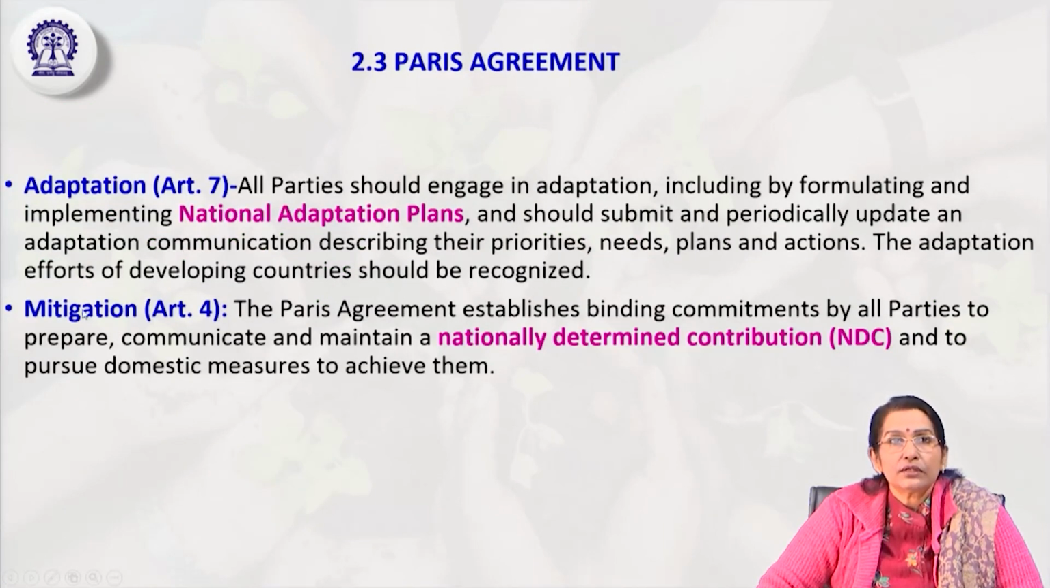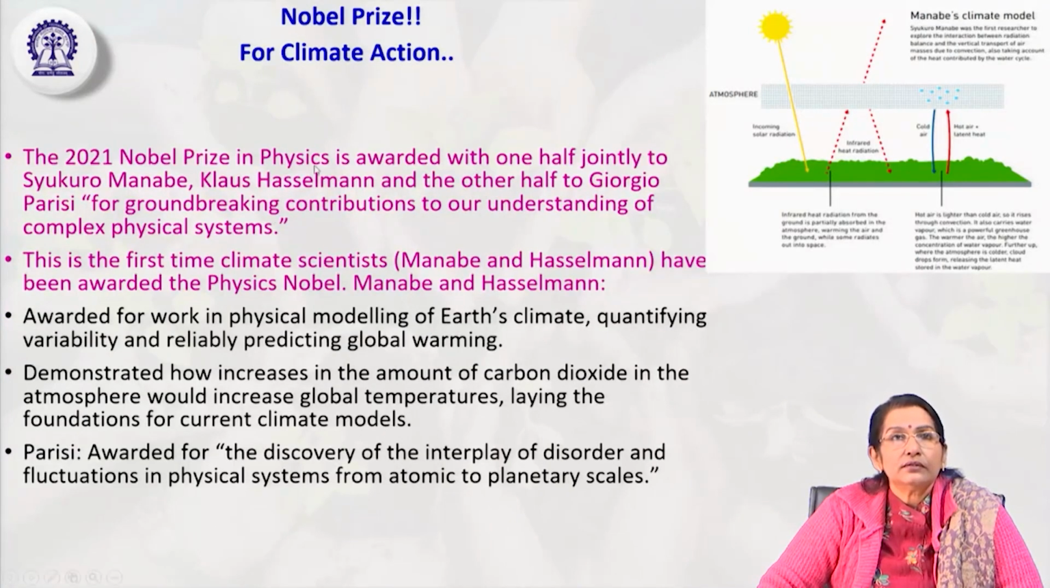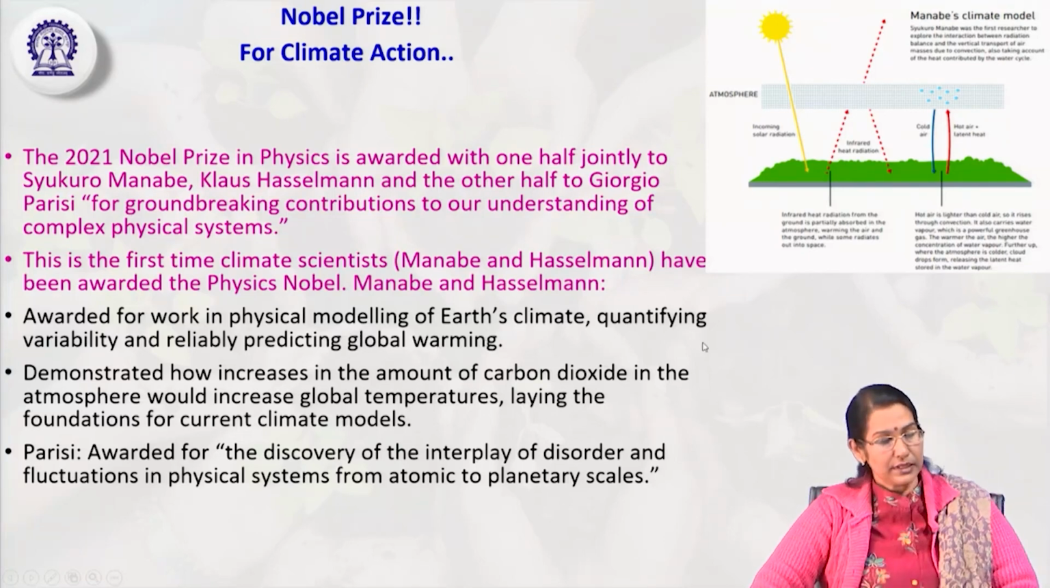So, the Paris Agreement also says the same thing, Article 7, adaptation and mitigation. The nationally determined contributions and national adaptation plans, we have to stick to these rules and regulations, we have to follow these articles. And Nobel Prizes for climate action are also being given. This is the first time that climate scientists, Manabe and Hasselmann, have been awarded the physics Nobel Prize. Those who have worked on climate change have been awarded for the physical modeling of Earth's climate and quantifying the variability and reliably predicting global warming. So, the physics scientists working on climate change have been awarded.